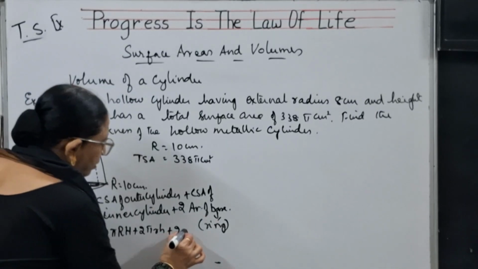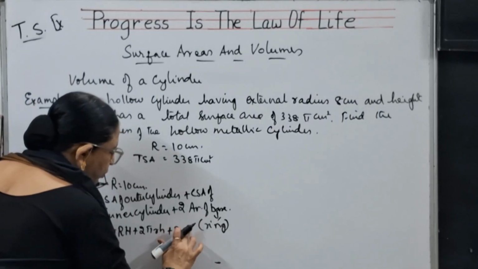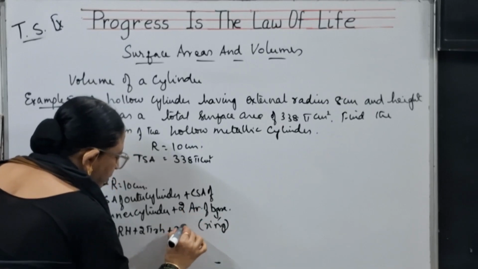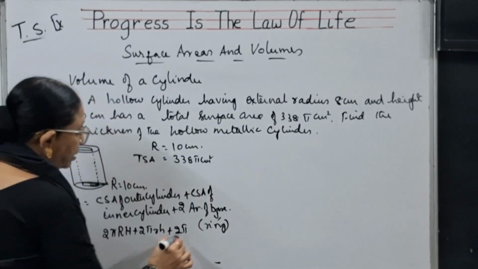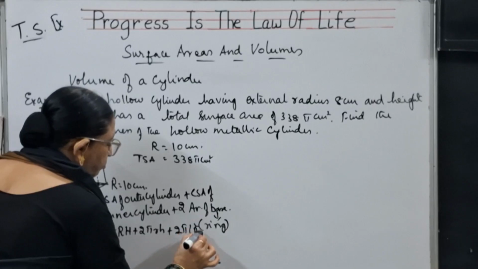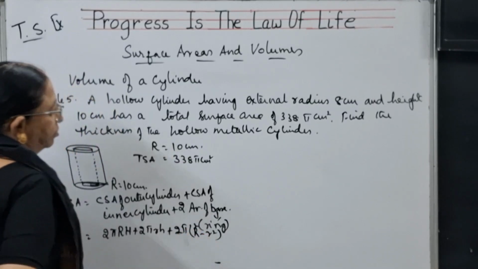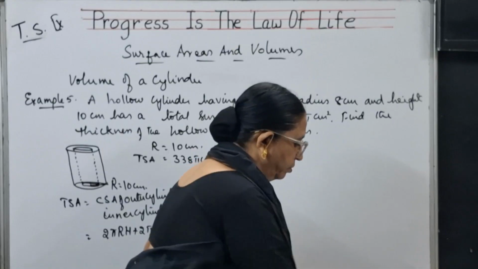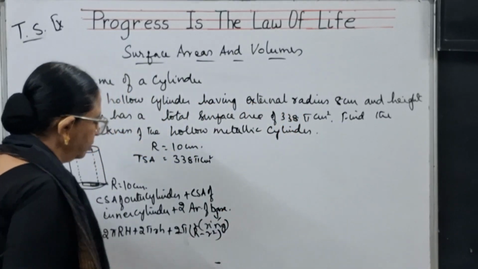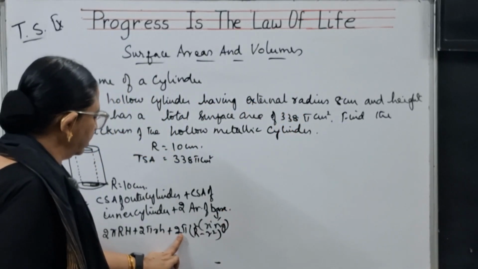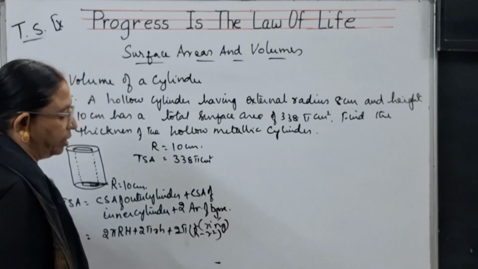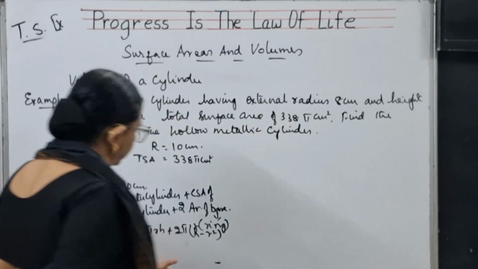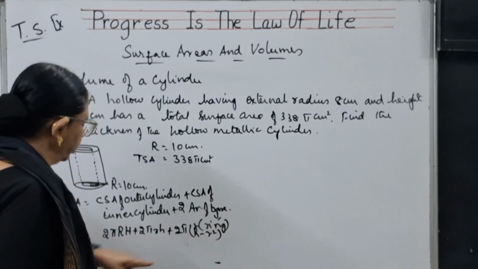2 pi r square. What is radius? Capital R square minus small r square. So 2 times the area of the base, so 2 pi, that is capital R square minus small r square, that you are getting.